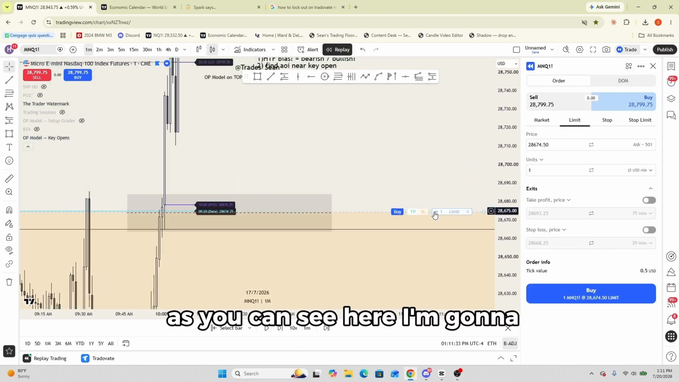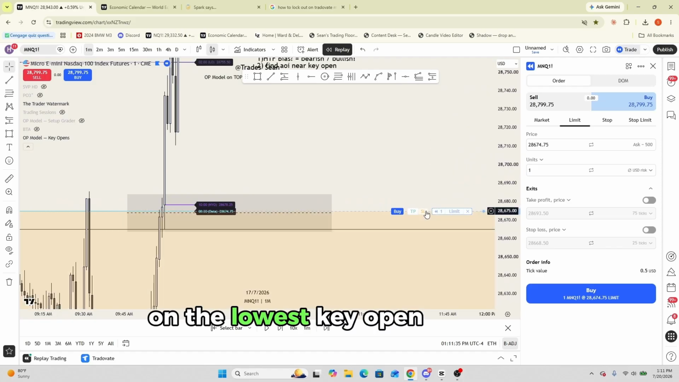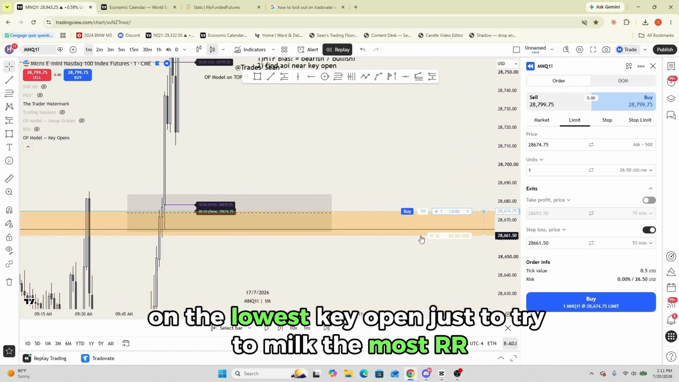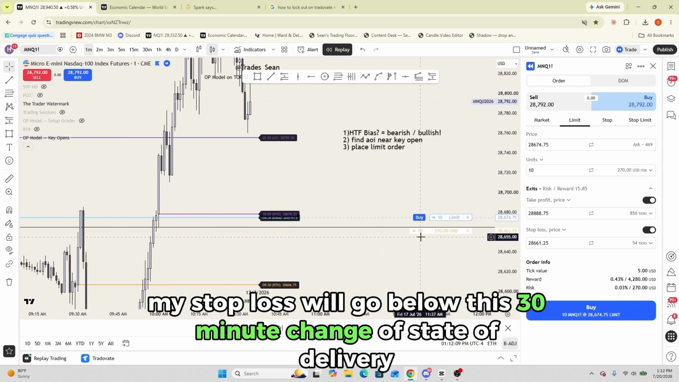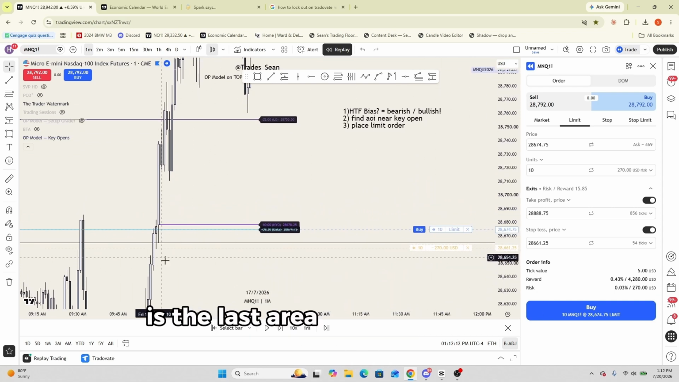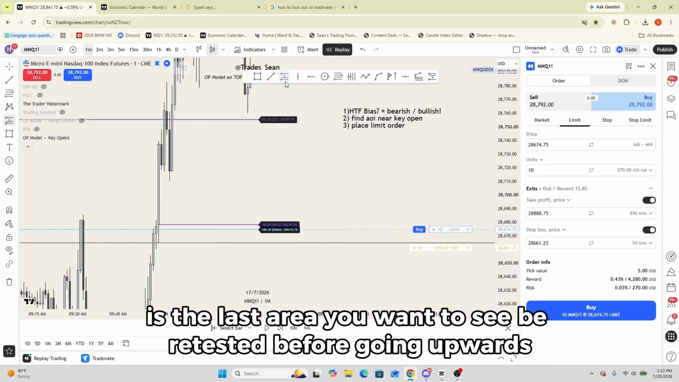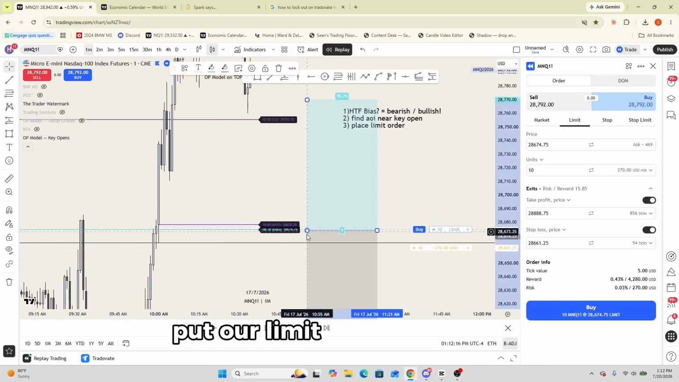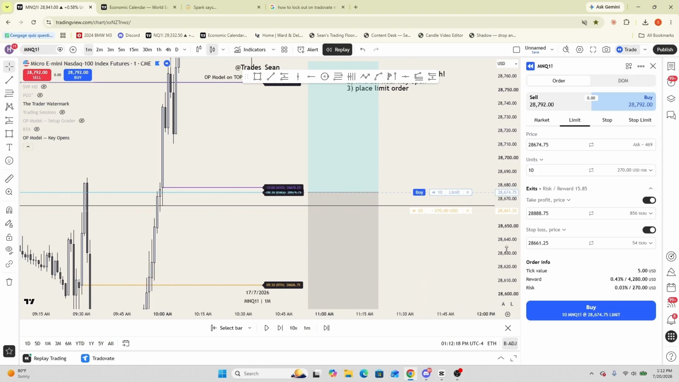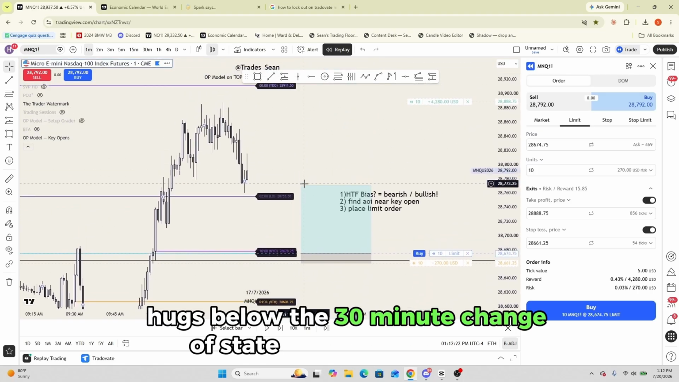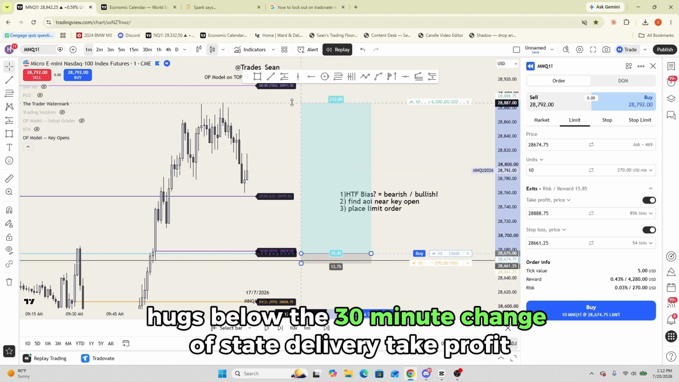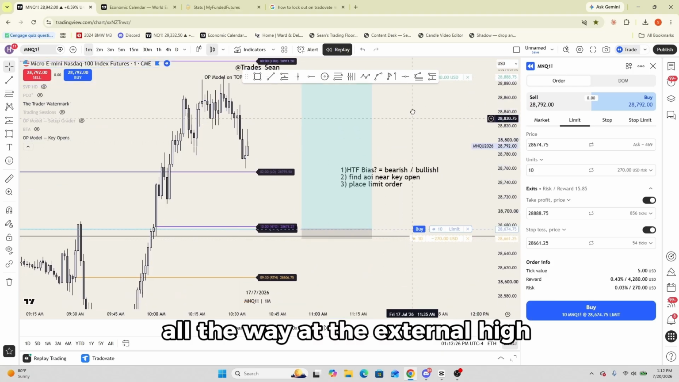As you can see here, I'm going to place my limit order on the lowest key open just to try to milk the most RR. My stop loss will go below this 30-minute change of state of delivery, as this price is the last area I want to see be retested before going upwards. Put our limit order at the 8:30, stops hug below the 30-minute change of state of delivery, take profit all the way at the external high.